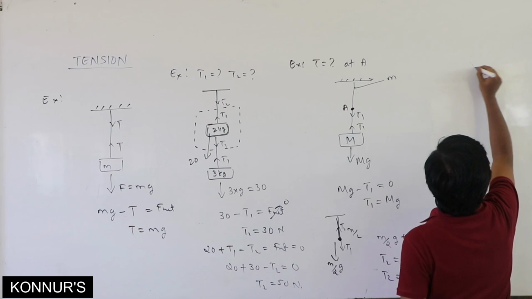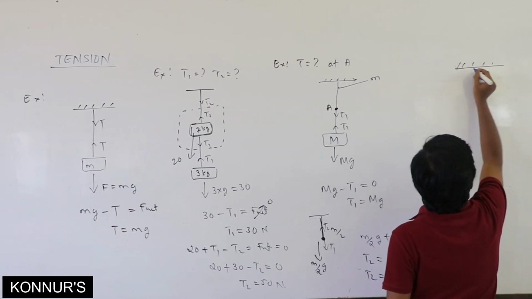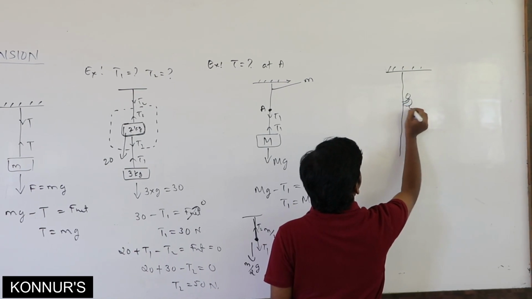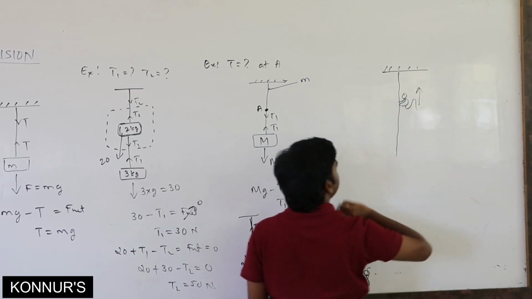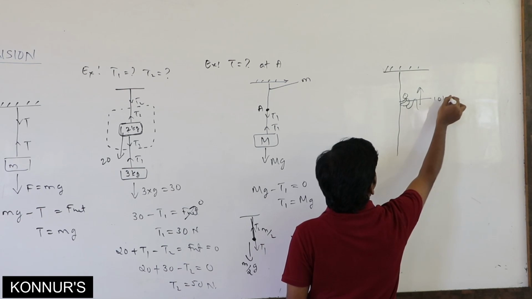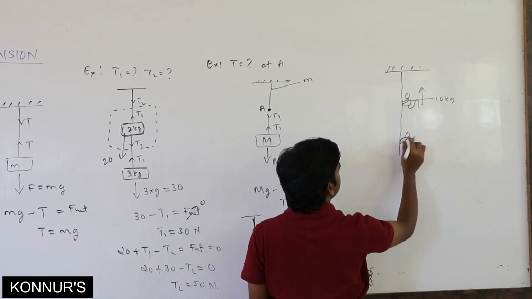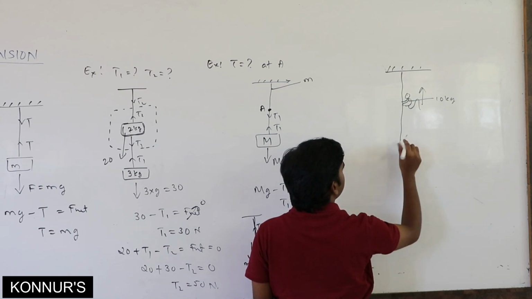Suppose the bodies are accelerating. Suppose there is a string, and here one monkey is moving in this direction, its mass is 10 kg, and another monkey is moving in the backward direction.